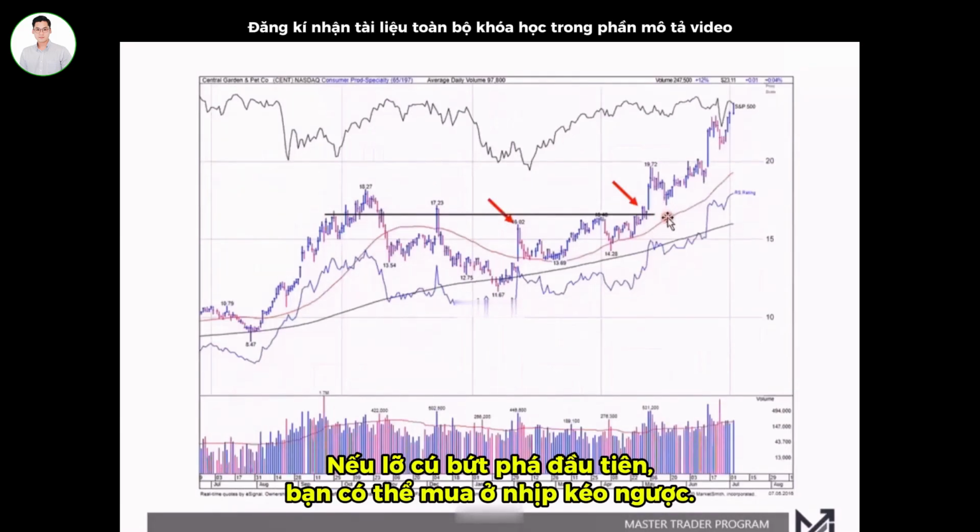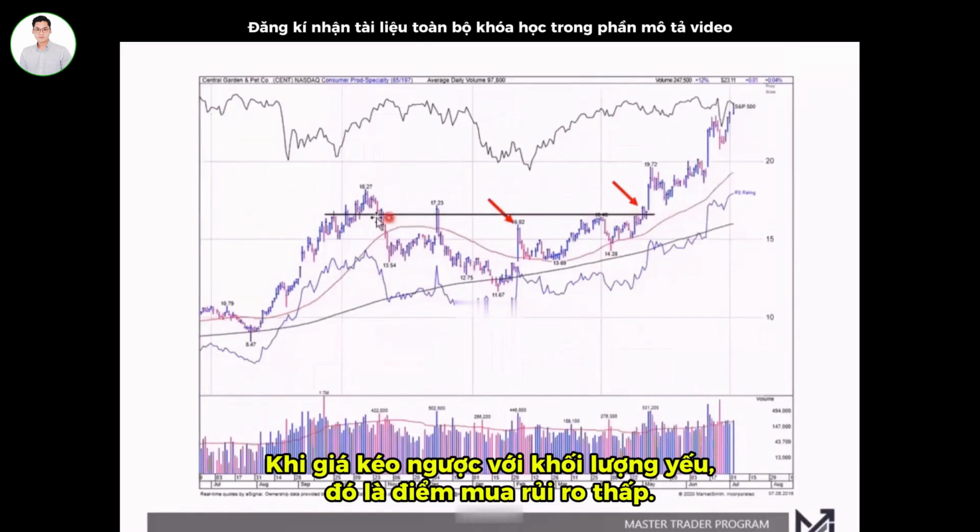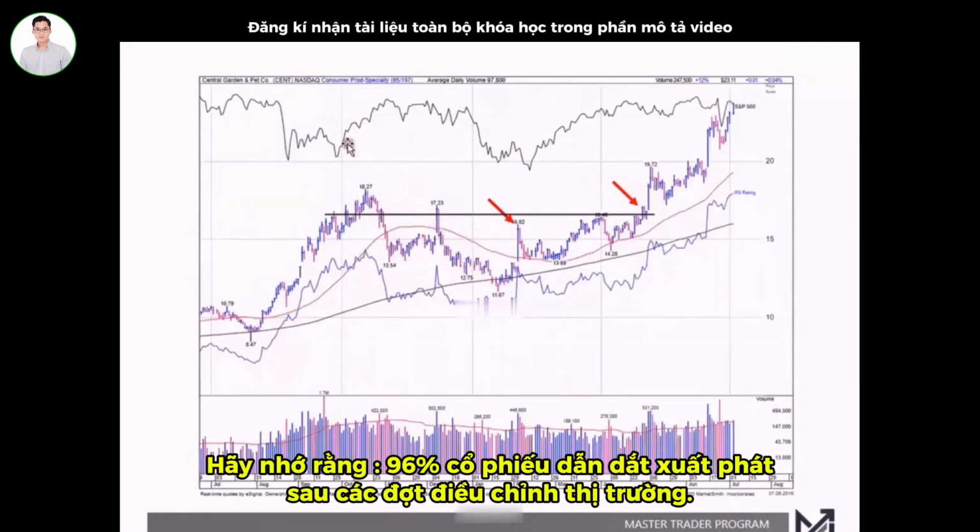Sometimes if you miss that breakout, you can buy it as it pulls back, and you can be fairly confident, especially if the stock went out on big volume, because you got that huge base under you. And so it's actually a low risk buy point when it pulls back down there, especially if it's pulling back on light volume. And remember, we talked about 96% of big winning stocks, leaders, come out of market corrections.